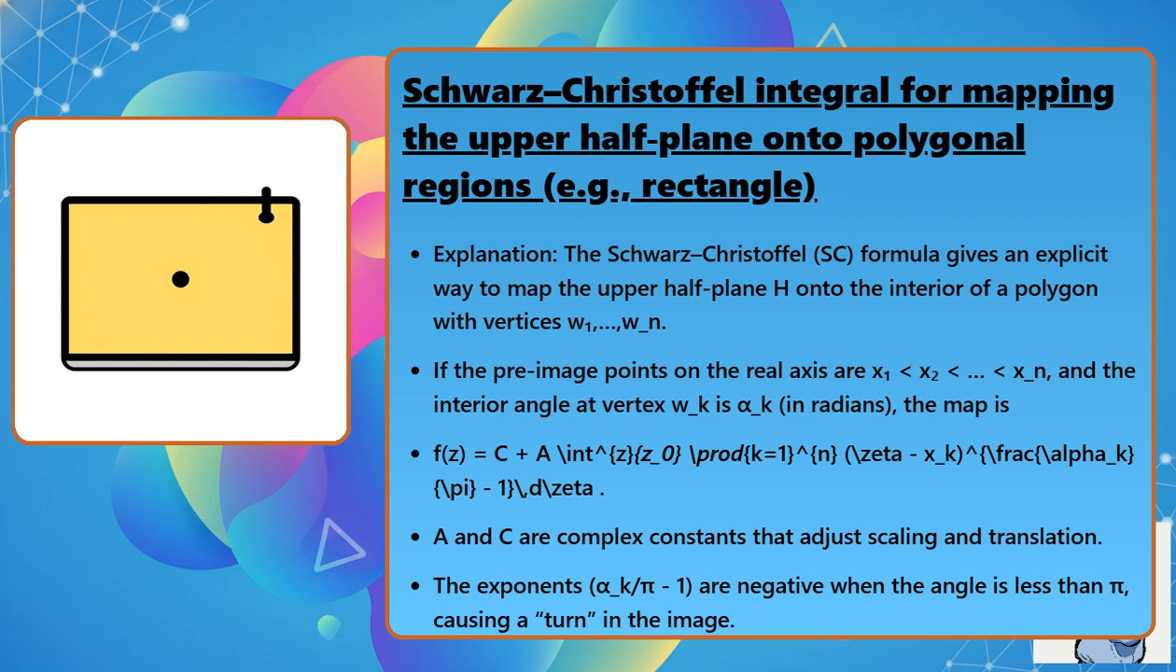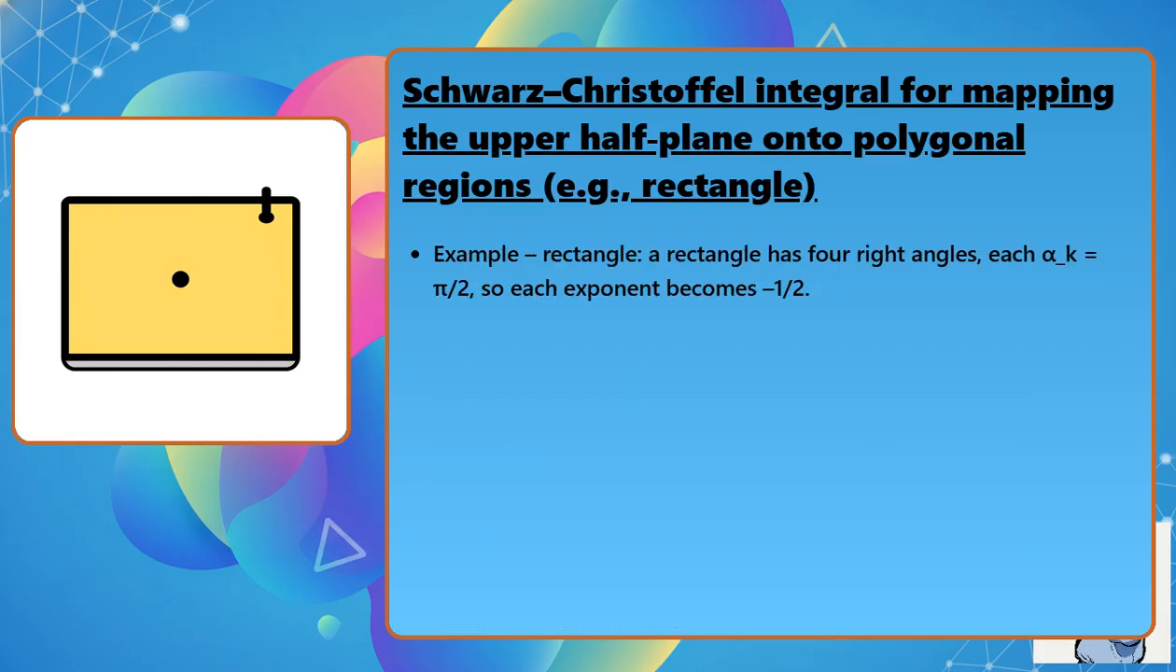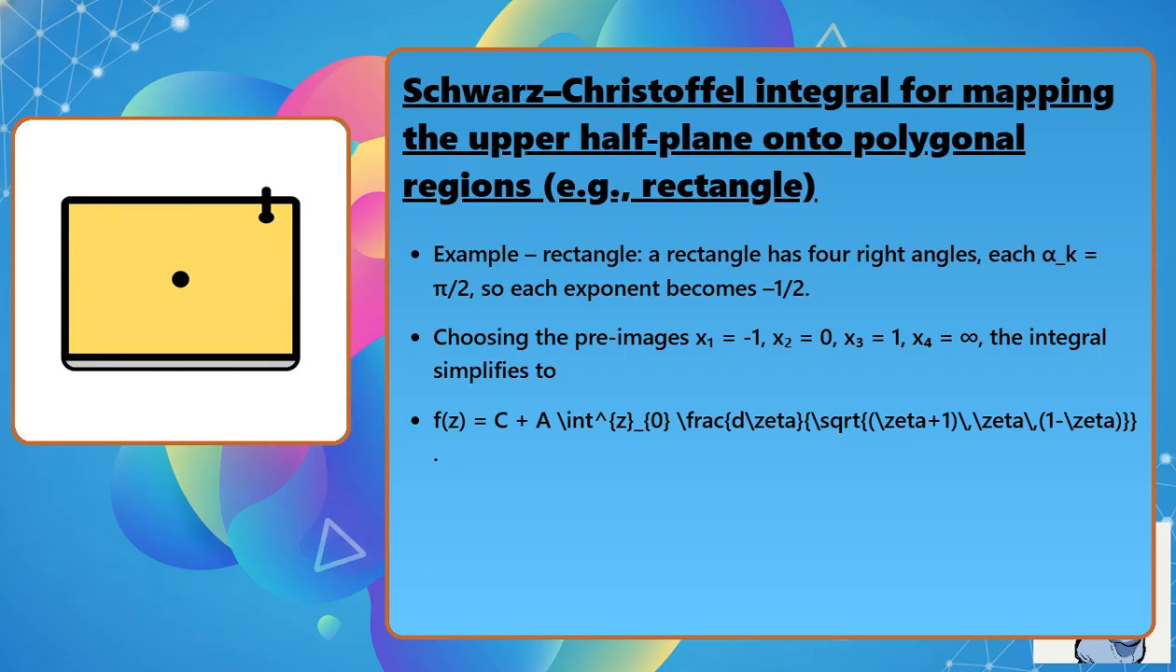The exponents alpha sub k over pi minus 1 are negative when the angle is less than pi, causing a turn in the image. Example: rectangle. A rectangle has 4 right angles, each alpha sub k equals pi over 2, so each exponent becomes negative 1/2. Choosing the preimage points x sub 1 equals -1, x sub 2 equals 0, x sub 3 equals 1, x sub 4 equals infinity, the integral simplifies to f of z equals c plus a times the integral from 0 to z of d zeta divided by the square root of (zeta plus 1) times zeta times (1 minus zeta).